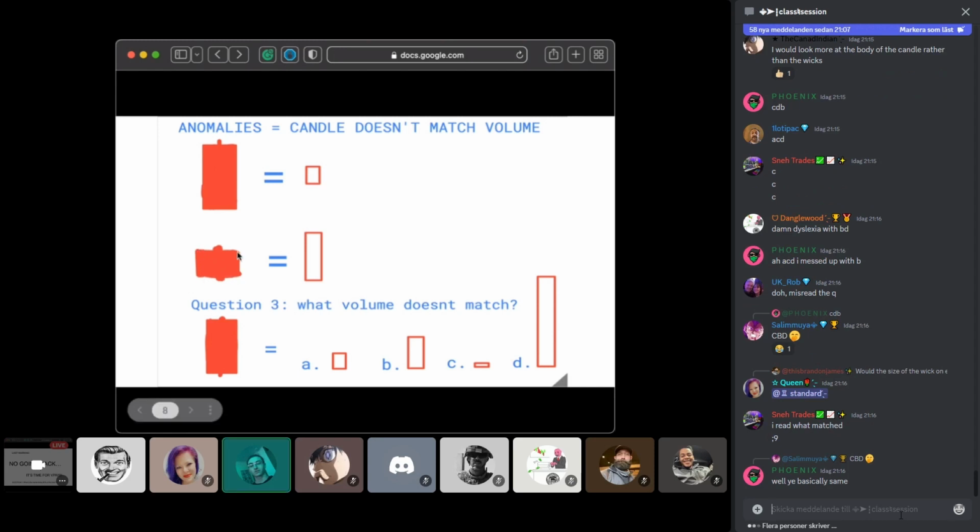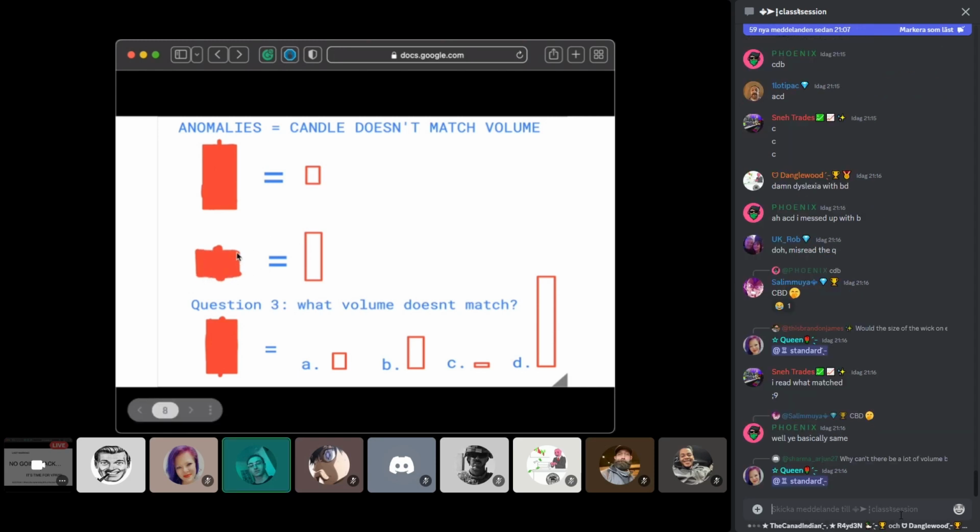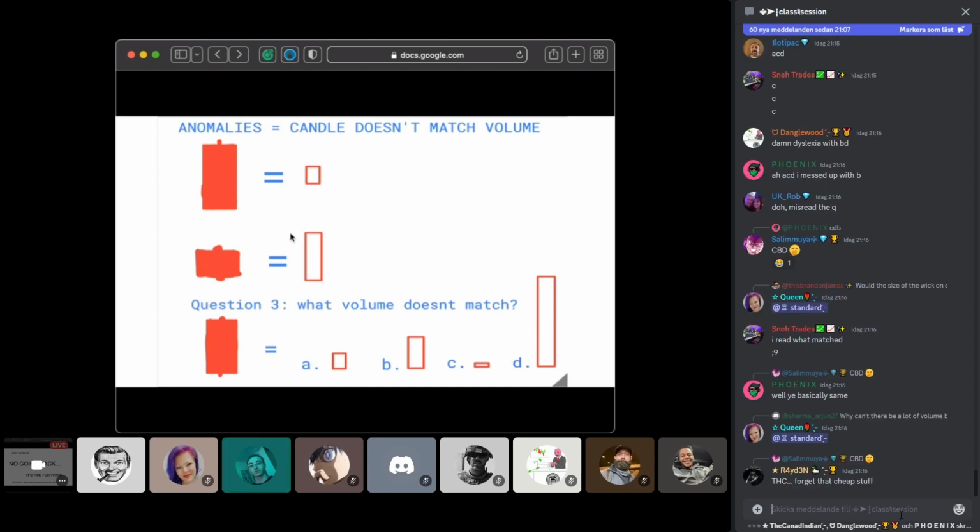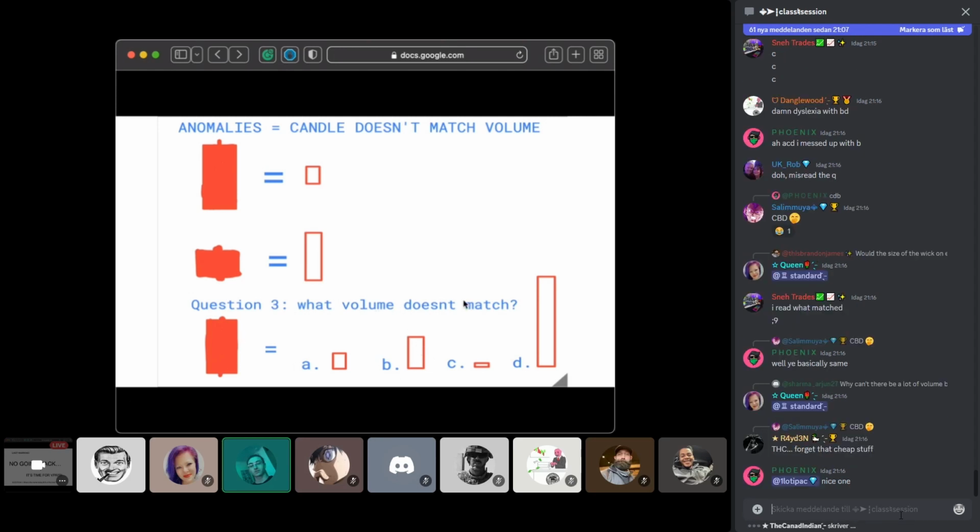We see here, small candlestick, sorry, large volume. They don't match. So we have a medium candlestick. What would match is medium volume, but we're looking for what doesn't match. So we would not want to see small volume, little to no volume, or lots of volume.